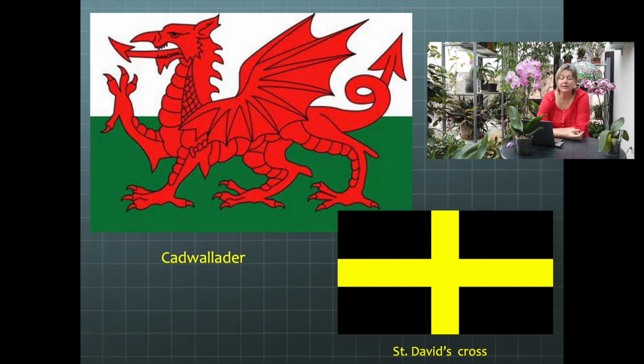This is the flag that has become popular with the triumph of the Tudors. So when the Tudor dynasty came to the English throne after the Wars of the Roses, this was like the personal flag, the family flag of the Tudors, and especially Henry VIII was quite proud of his Welsh heritage. So this is a regional flag.